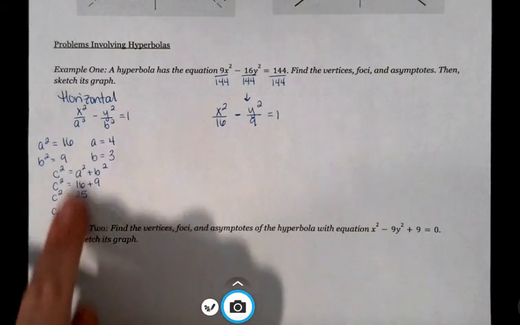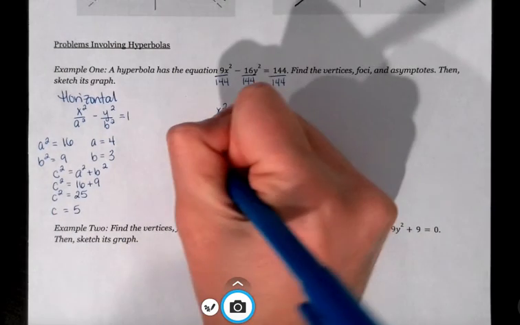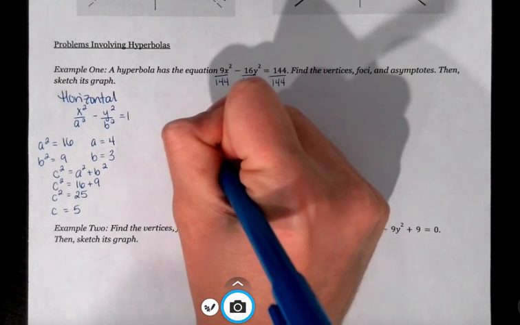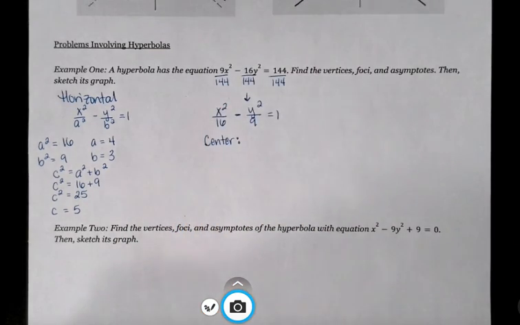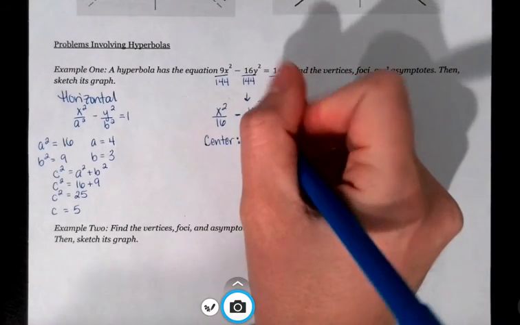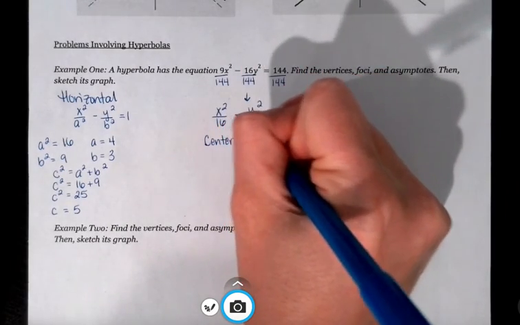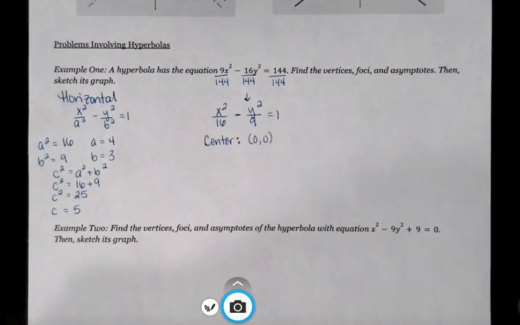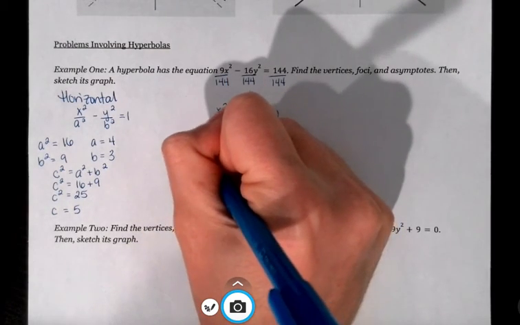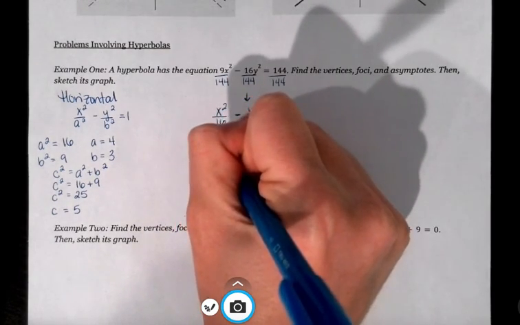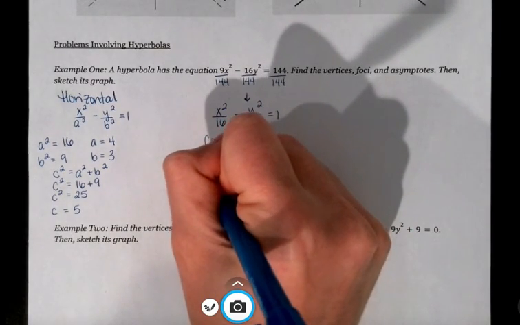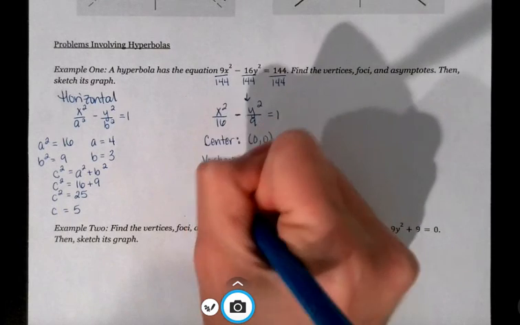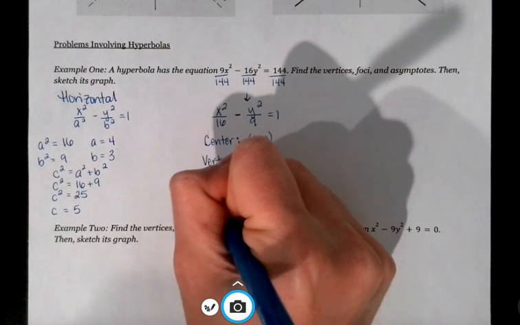So with the information we just found out, I can go ahead and figure out characteristics for our hyperbola. Right now, I'm still going to identify the center. It is still at our origin. We haven't worked on moving them around. I do need to figure out what my vertices are because it asks for that. I need to figure out my foci. And I need to figure out my asymptotes.